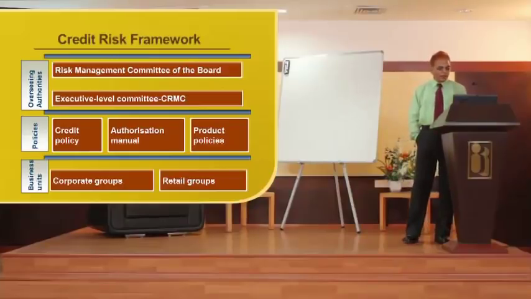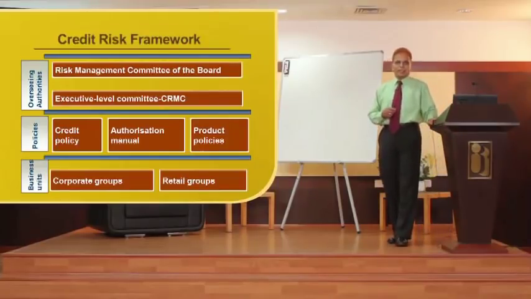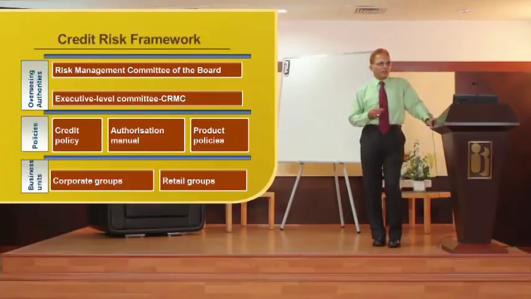And then at the business unit level, these are the business lines. Basically, we can segregate in a bank the business lines as far as credit delivery is concerned into two groups.